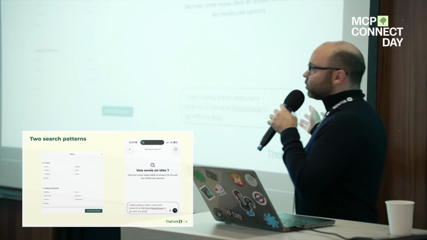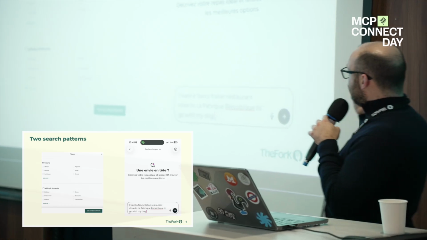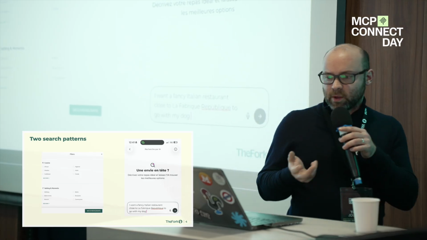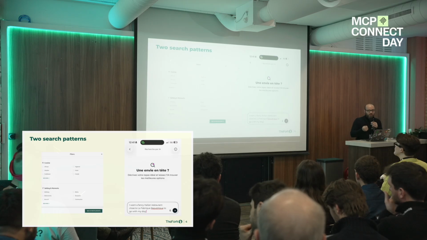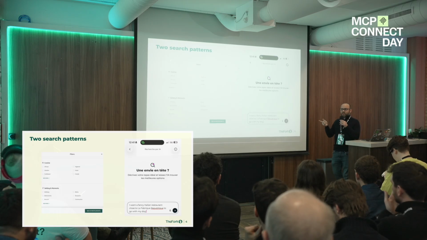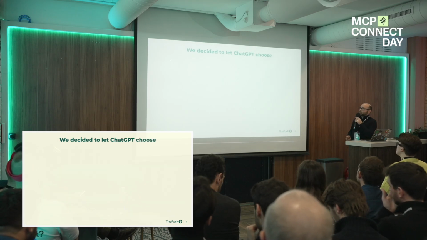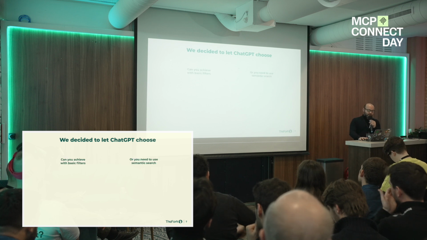The second is something we launched just before GPT apps. We have done our own semantic search, so you can express something more conversational. And we want to bring the best of these tools into ChatGPT. So what we have done is basically we let GPT choose.